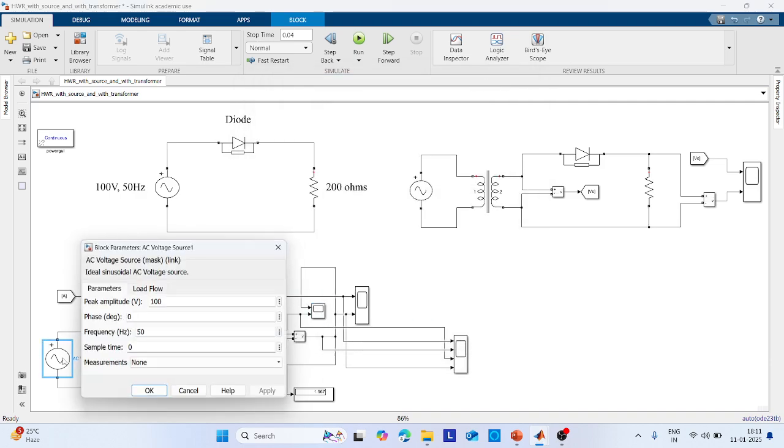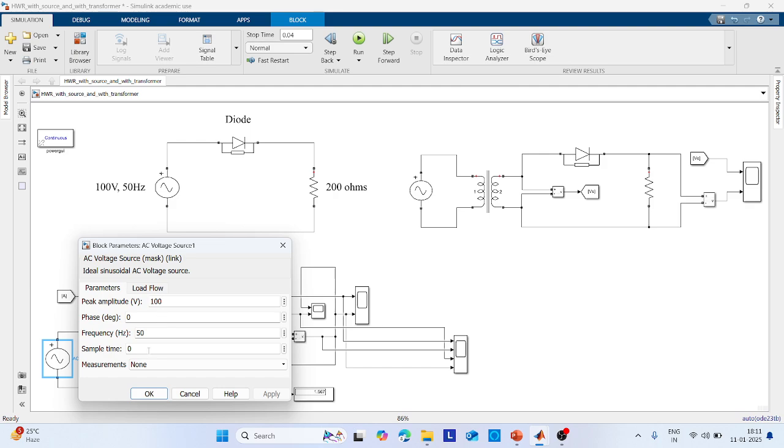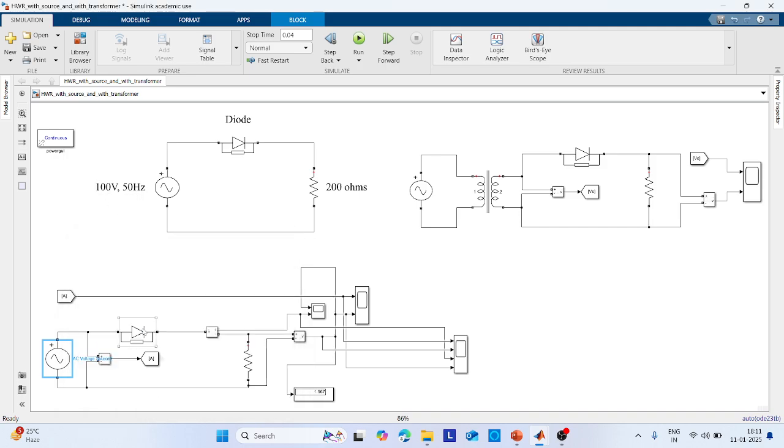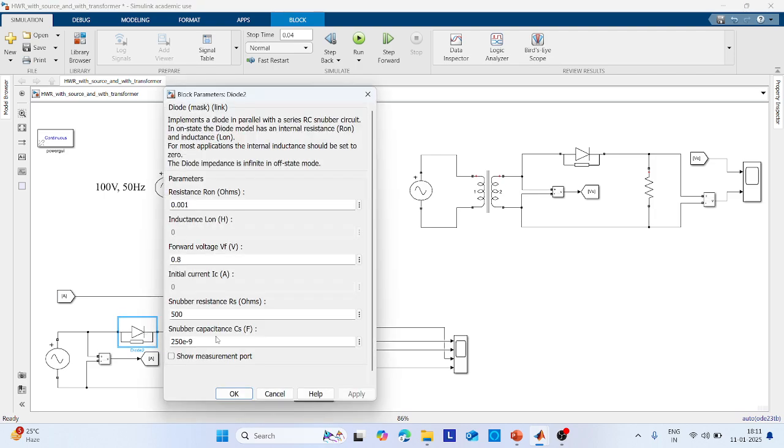So let me show you the values I have taken. See, here I have taken 100 volts and here I have taken 50 hertz as the supply. So that's why here it is 100 volts and 50 hertz. The diode is taken by default. These are the diode parameters, the resistance and capacitance of the diode. In MATLAB, these values are selected by default, so keep them as they are, no problem.